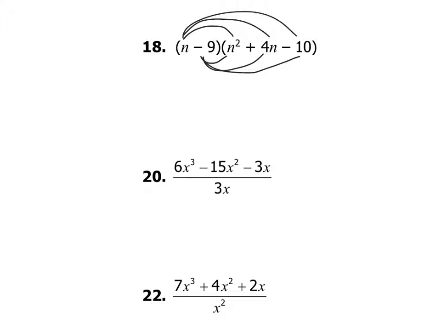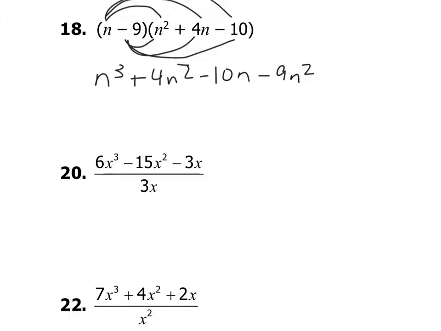So n times n squared would be n to the third power. Plus n times 4n is 4n squared. So n times negative 10 would be minus 10n. Then we have negative 9 times n squared, which would be negative 9n squared. Then we have negative 9 times 4n, which would be negative 36n. And last, we have negative 9 times negative 10, which would be plus 90.